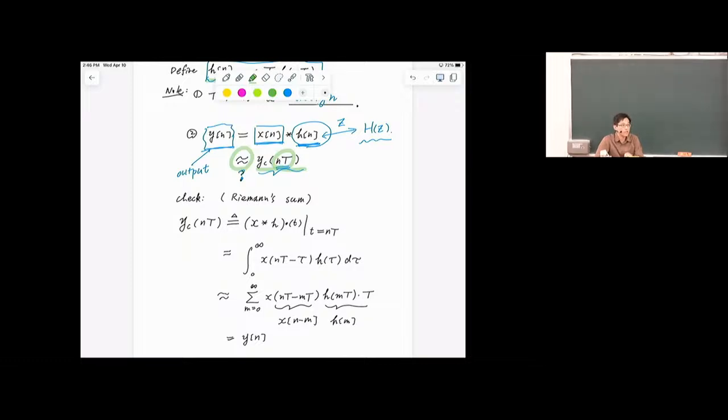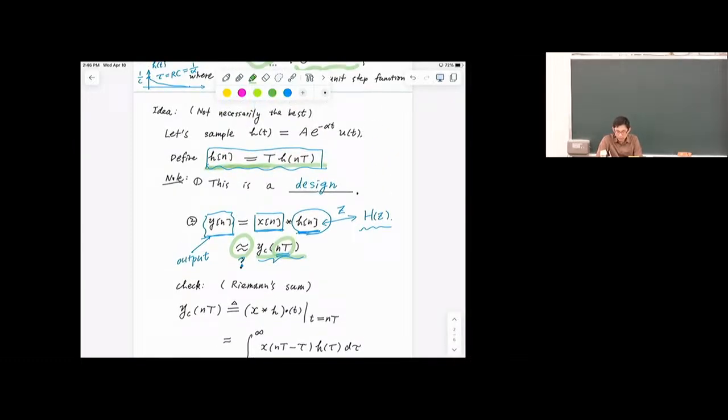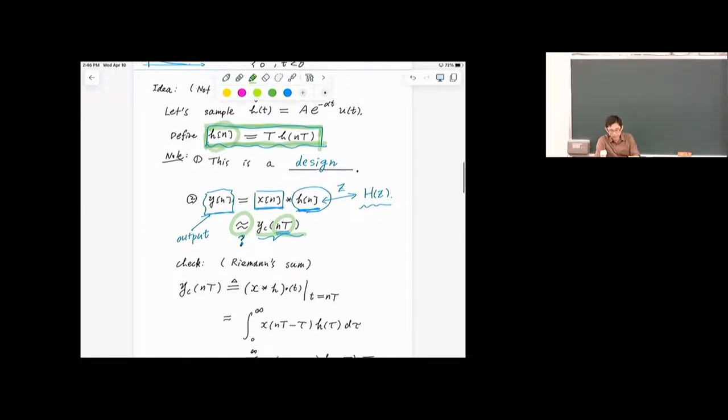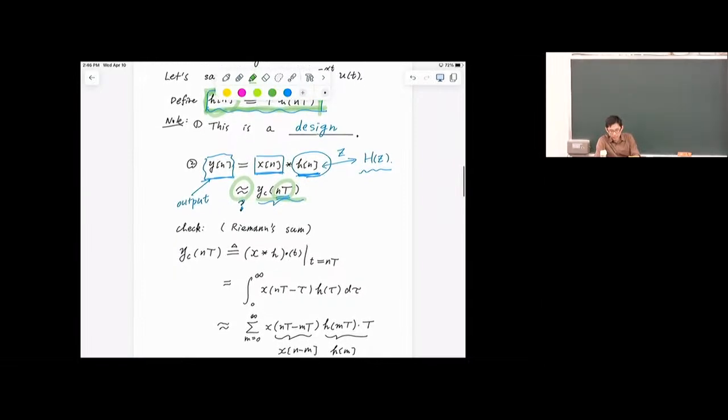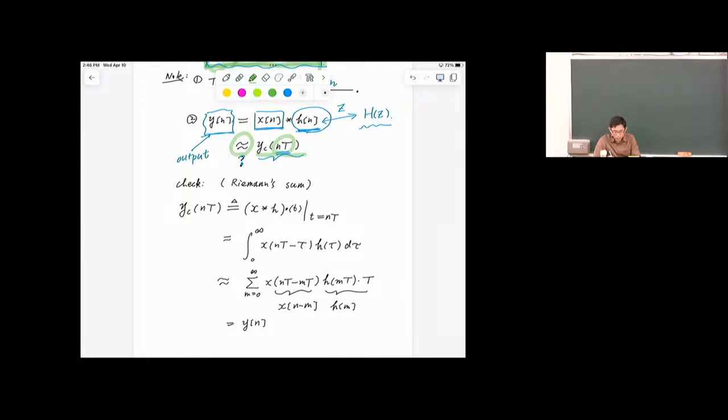And I have a reason for that. My recommendation is to sample our analog impulse response and call it h of n. When we do that, note that here I'm going to argue that y[n] approximates y_c sampled at nT.